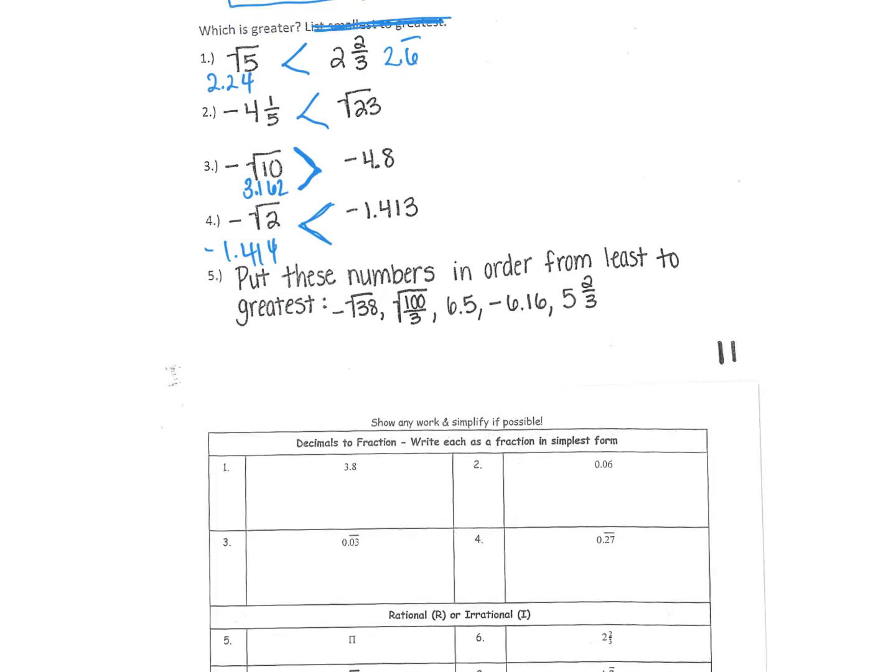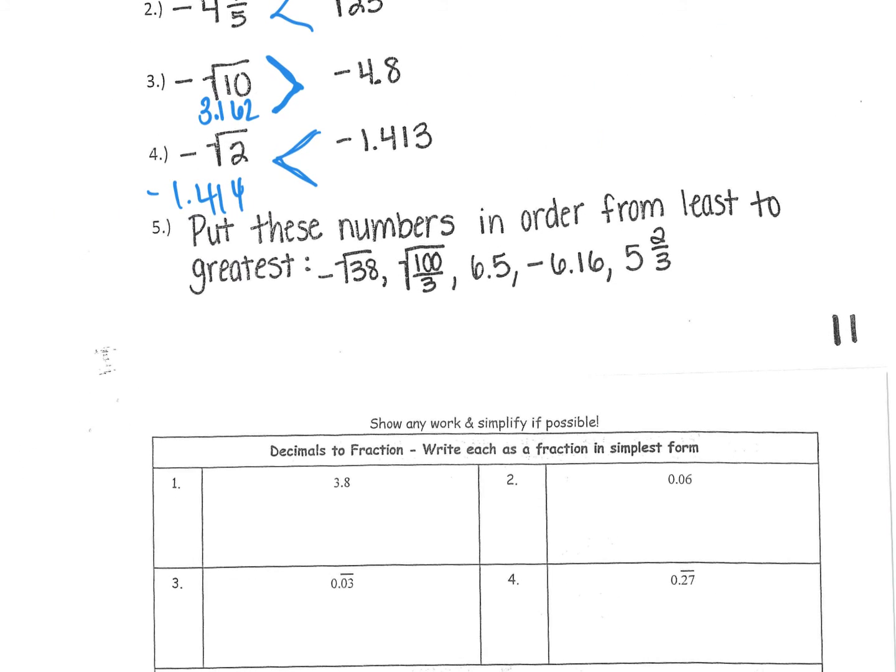So this is our smaller one. And finally, we have to put these numbers in order from least to greatest. So we have the negative square root of 38. Well, the negative square root of 38 is negative 6.164. Then we're going to take the square root of 100 over 3, which gives us 5.77. And that's a positive. We have 6.5, negative 6.1, and 5 2/3 as a decimal is 5.6 repeating.